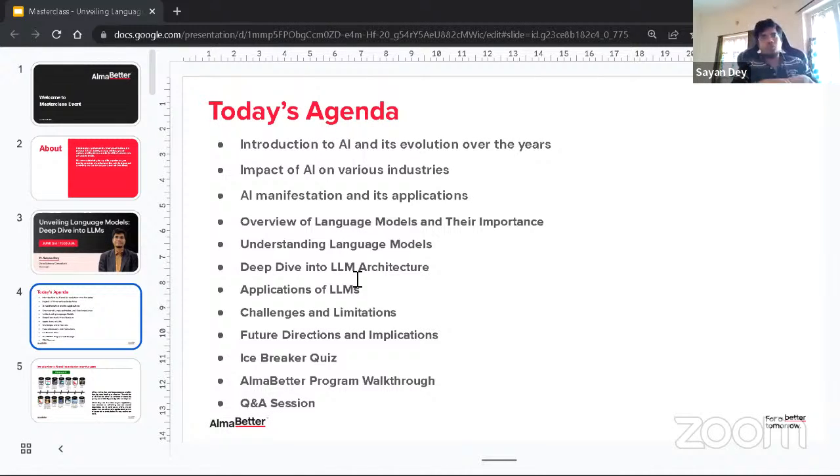From there, we'll get into a bit of Q&A. Something very unique that we do in these sessions is a small quiz, and there are goodies to be won there as well. For what we discuss all through the class, I'll be arranging a small icebreaker quiz to test all of you on the different things we talked about. And finally, a very important part of the class will be right at the very end, where we talk about AlmaBetter.